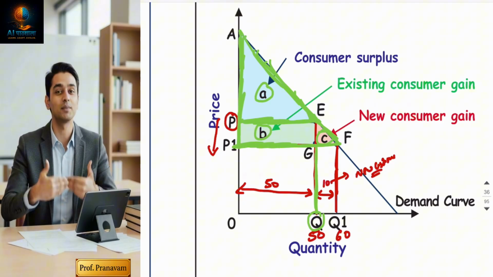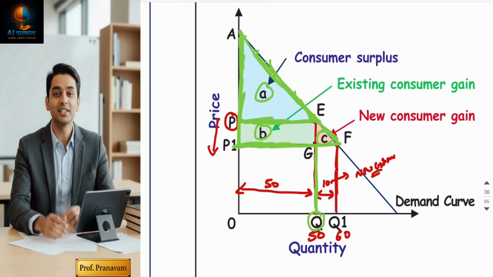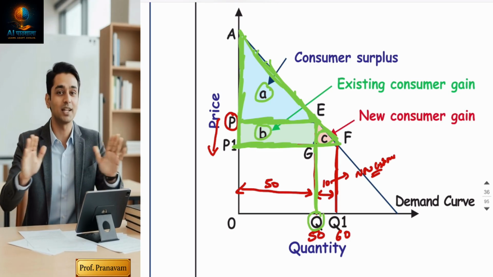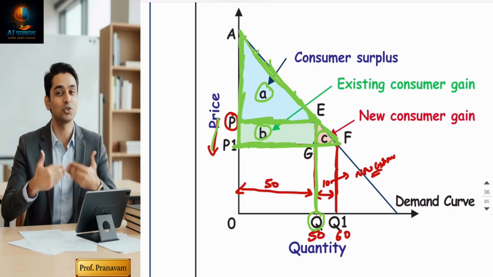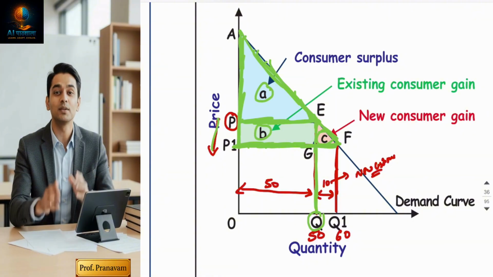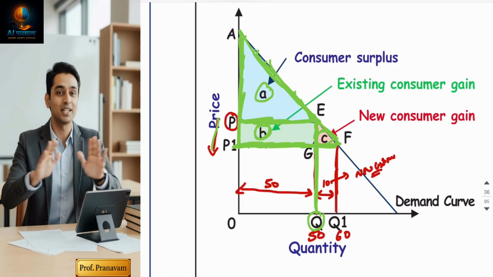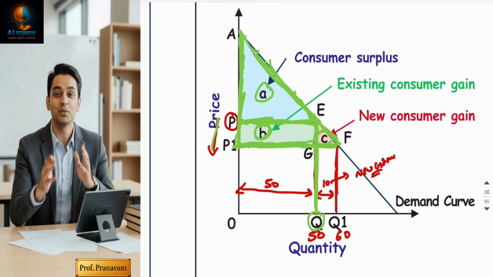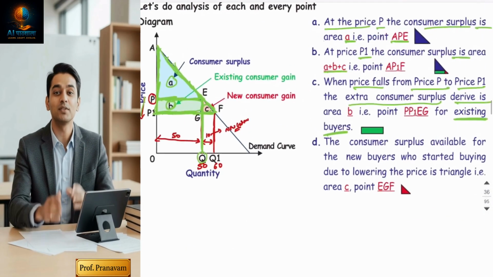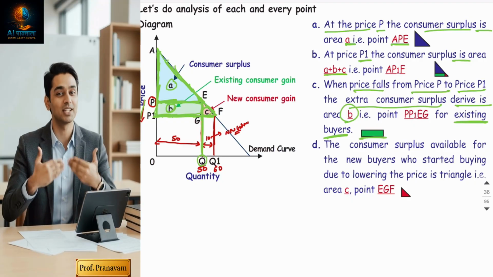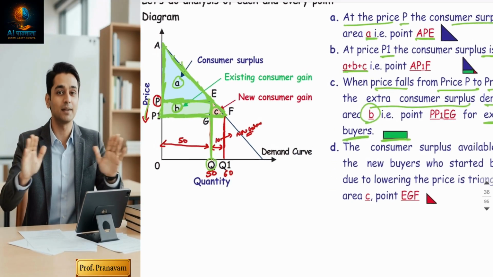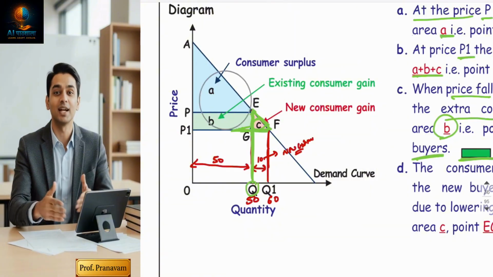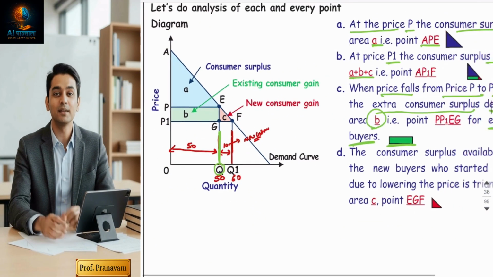Now listen, when the price was P, my existing customers were getting a surplus of area A, the blue shade. But when the price falls, my surplus extends to B and C. Sorry, only B. C is my new customer surplus, right? So B, the green shade, is my extra surplus I got due to the fall in price. So B is the area. Now, if I rub out all this hodgepodge, you get the clarity.